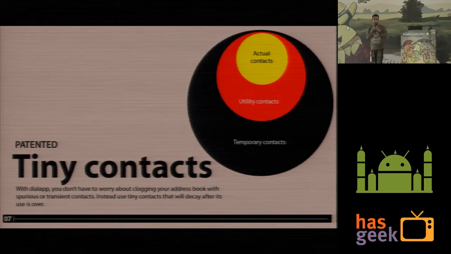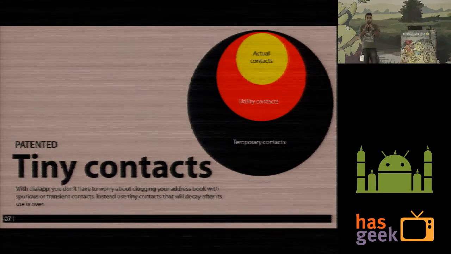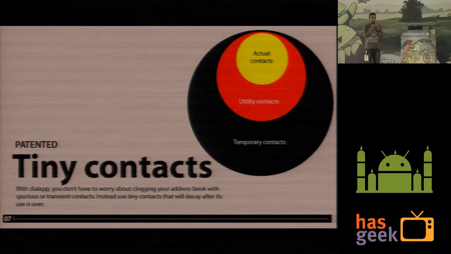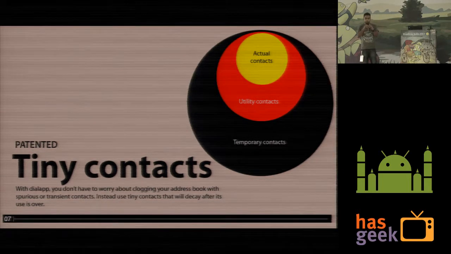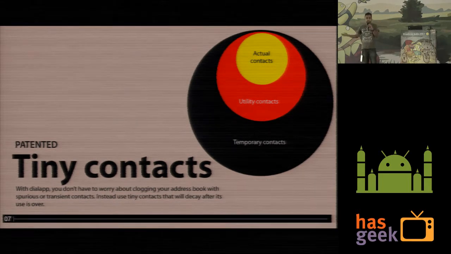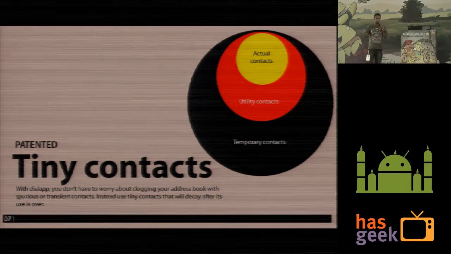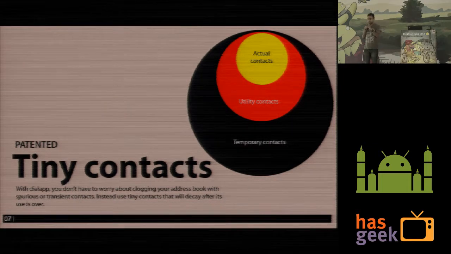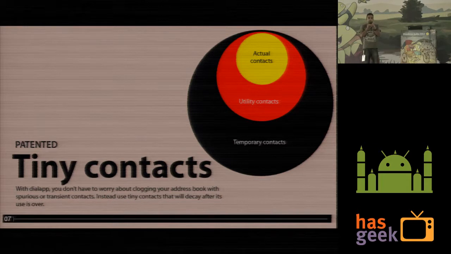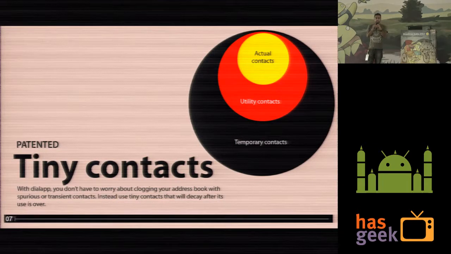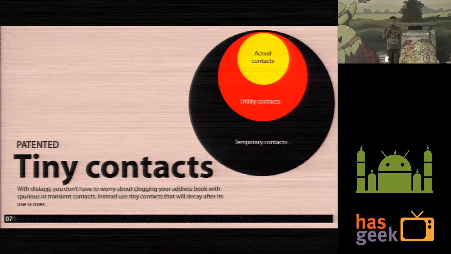So we said, okay, let's have something called tiny contacts. These are contacts that have an automatic expiry time. So let's say if I got a flat, and this issue of finding a flat would be over in a month. You could save this contact as a tiny contact, and then after a month, you'd be prompted: do you want to keep this number or do you want to delete it? So everything is made much more clutterless.